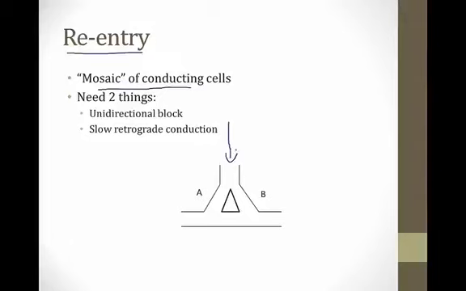In order for reentry to occur, there must be unidirectional block in pathway B. This means that pathway B must be unable to conduct in the forward direction, and therefore the impulse is blocked. Pathway A must conduct normally. That's why there has to be a mosaic of conducting cells. So pathway A will conduct the impulse, but then it can loop back around and go upward in a retrograde fashion through pathway B. If the conduction through pathway B is slow, by the time the electrical impulse makes it through pathway B, pathway A will be ready to depolarize again. This can create a circuit where electricity goes around and round and generates an arrhythmia.